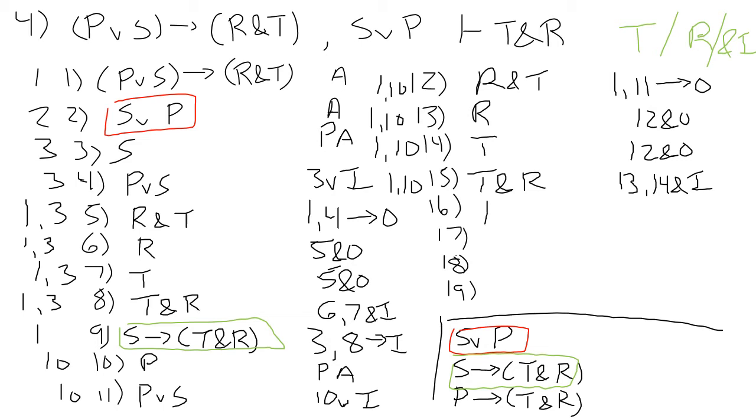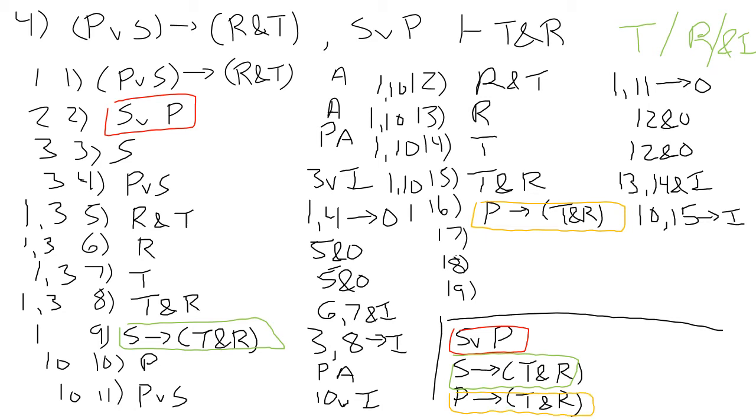So we assume P got to T and R. So that's going to be from 10 and 15. Arrow in. 10 will drop out. So it's just going to be 1. There is our other conditional statement that we were looking for.